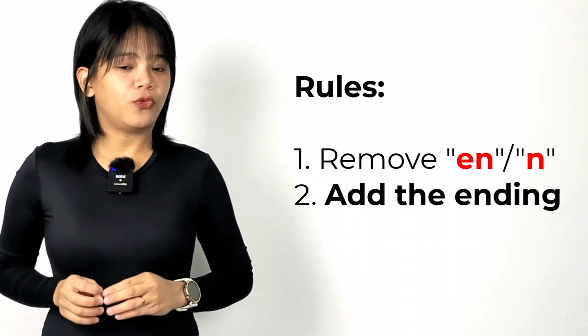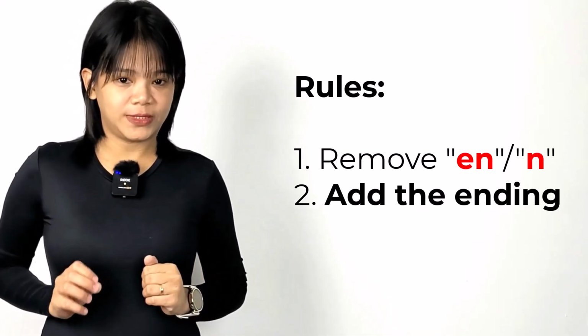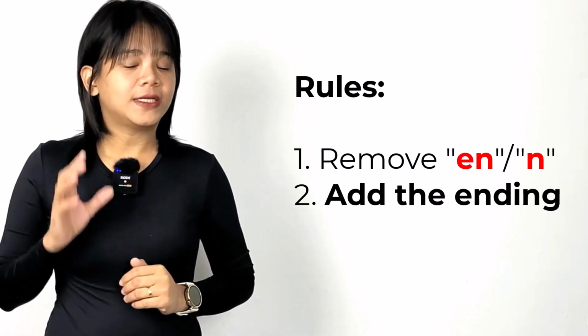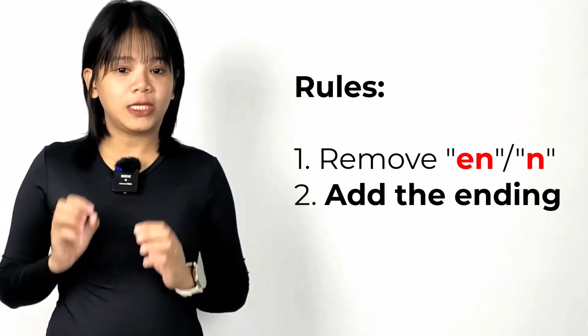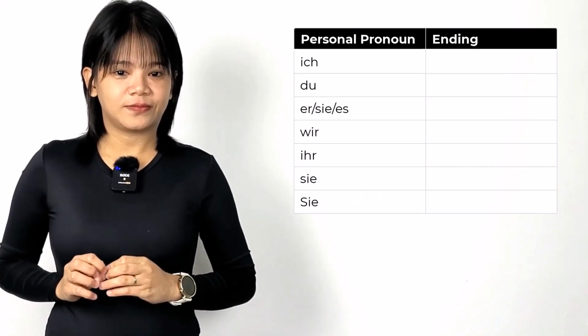First, remove en or n from the infinitive to get the verb stem. Then, add the correct ending based on the personal pronoun. These are the standard endings.